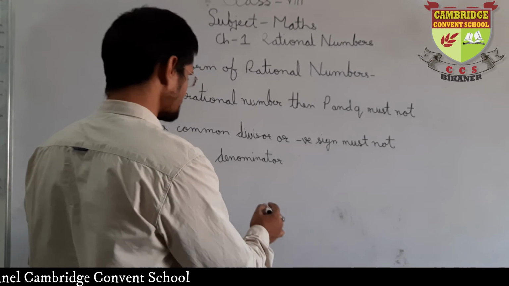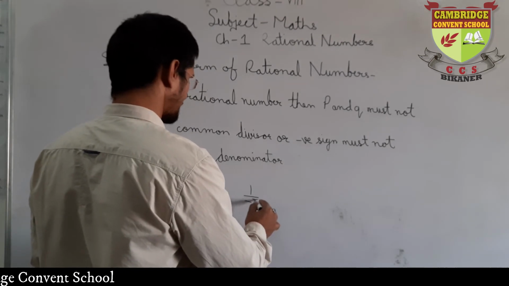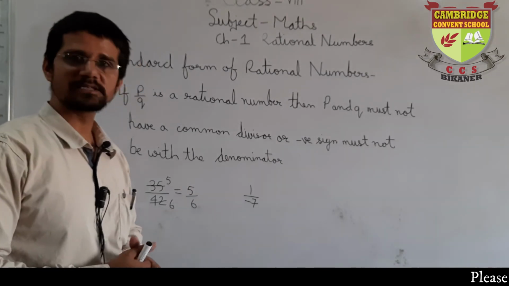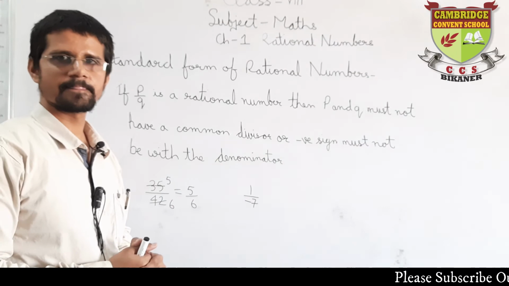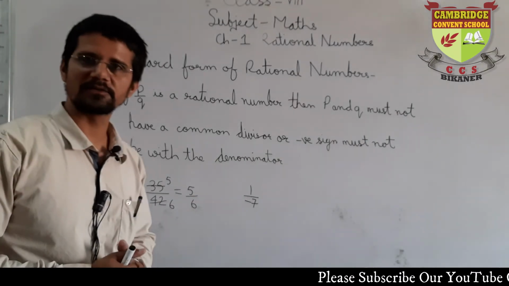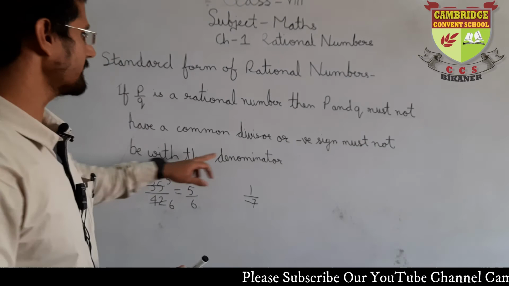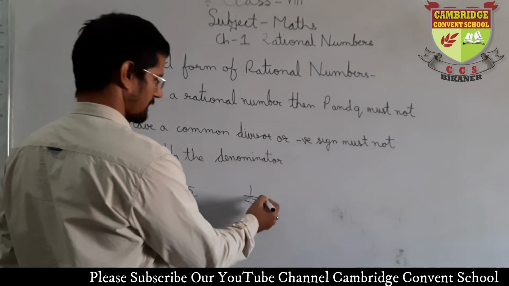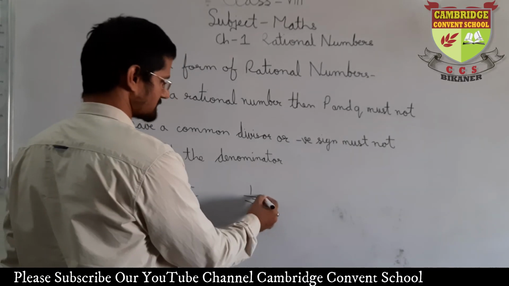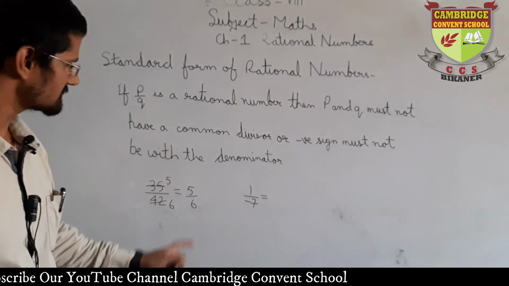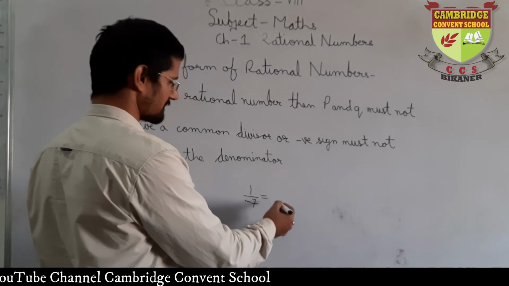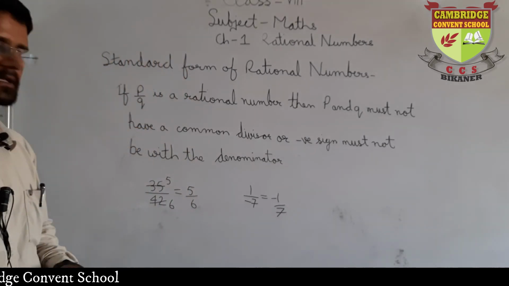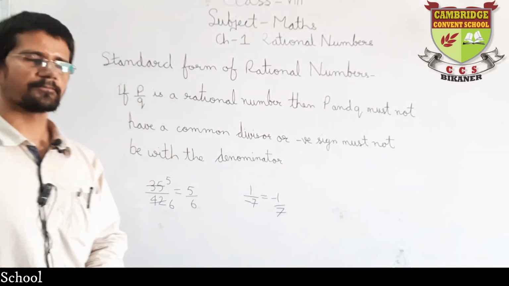If someone asks you whether 1 upon minus 7 is in the standard form: we don't have any common divisor of 1 and 7, but by the second condition, the negative sign must not be with the denominator. Our answer is no, 1 upon minus 7 is not in standard form. The standard form of 1 upon minus 7 is minus 1 upon 7. The negative sign is always with the numerator.